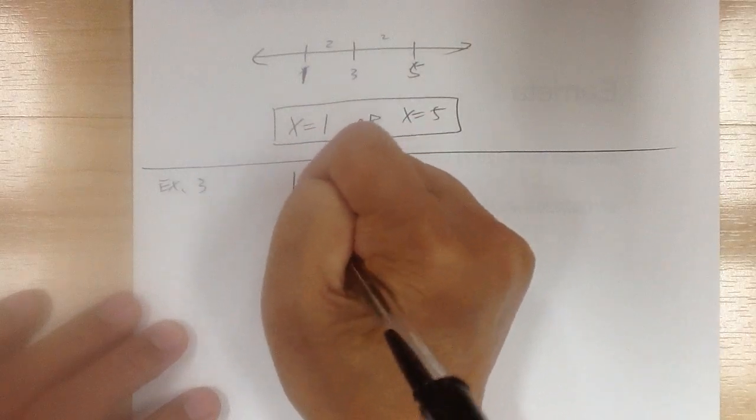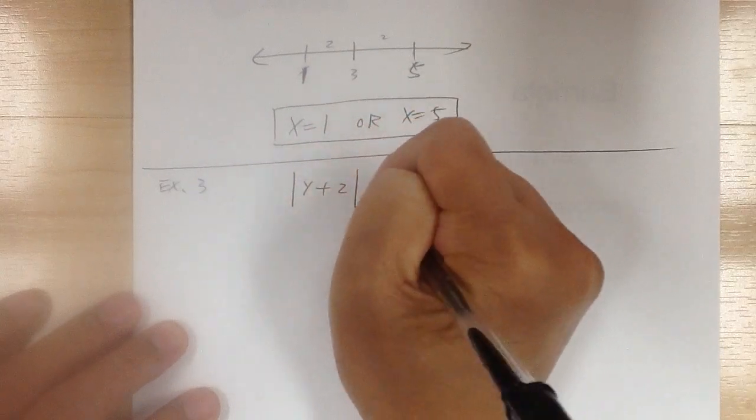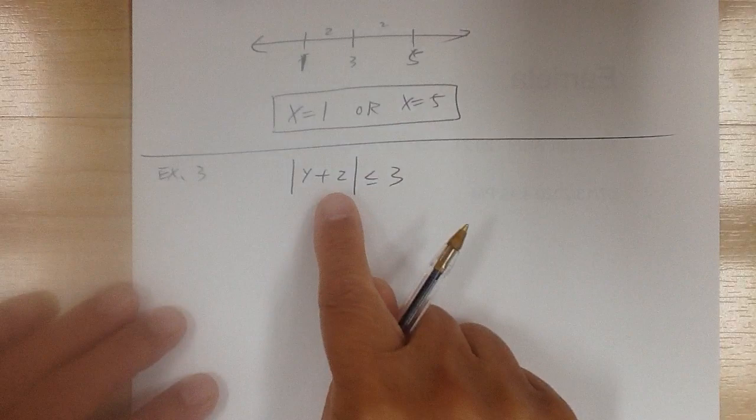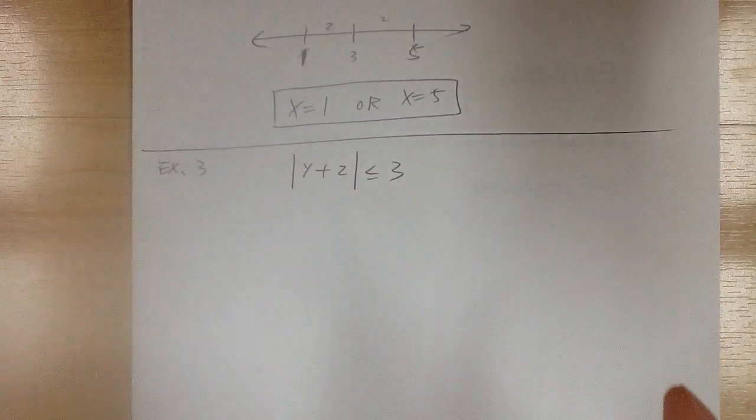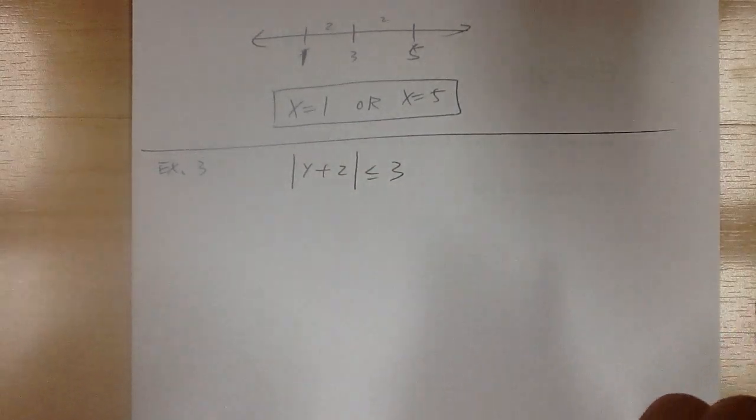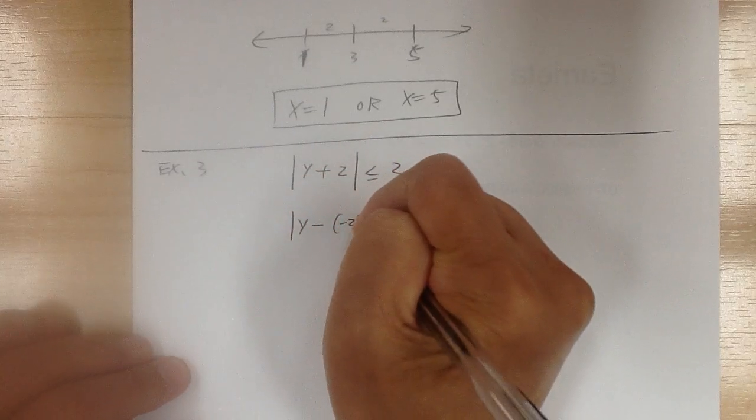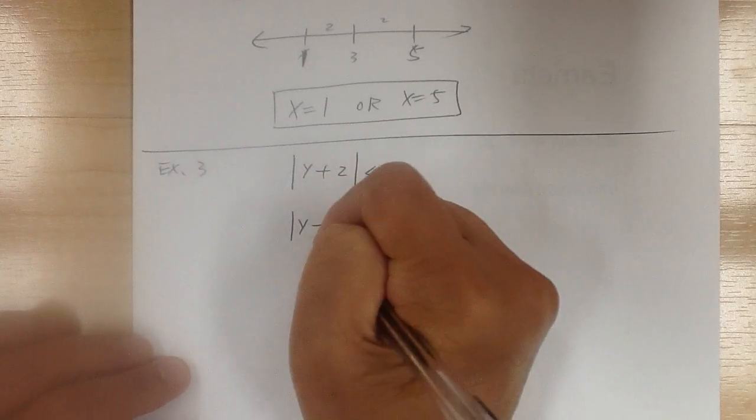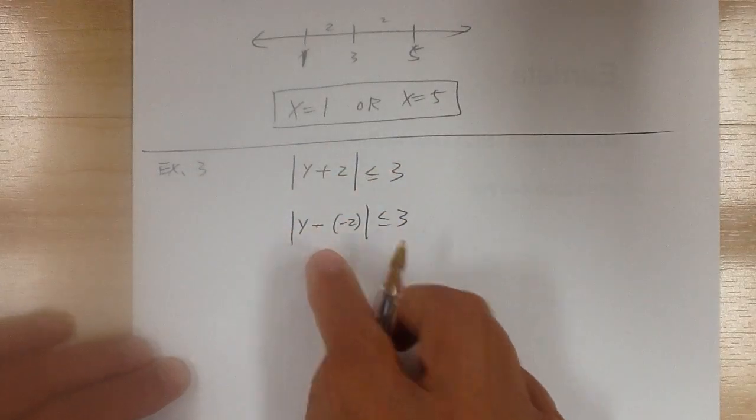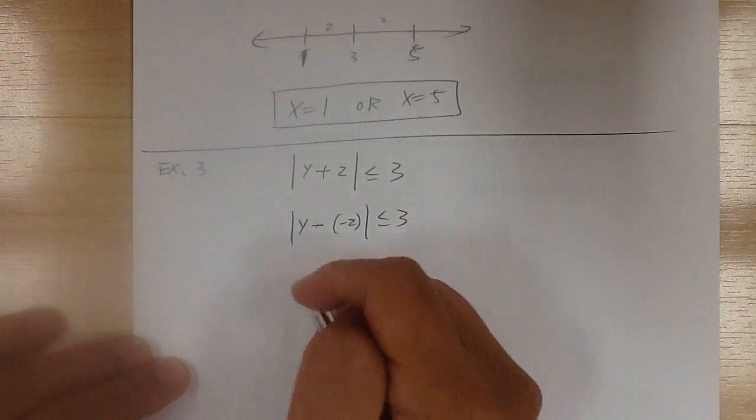Your absolute value of y plus 2 is less than or equal to 3. So first you have to put it in the proper format. Again, remember the distance is the difference between the two, so you have to do the subtraction. So you have y minus -2 is less than or equal to 3. Again, you must have a minus, because you're looking for the difference between the 2 points.